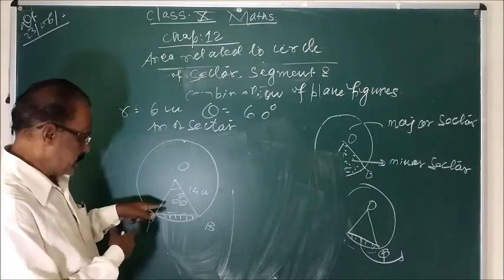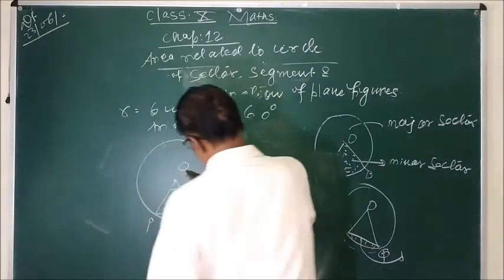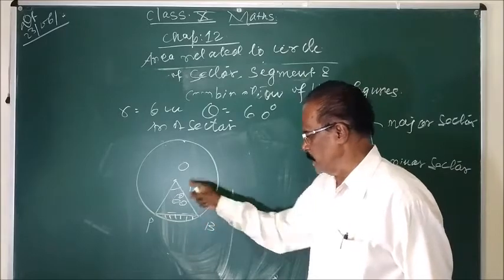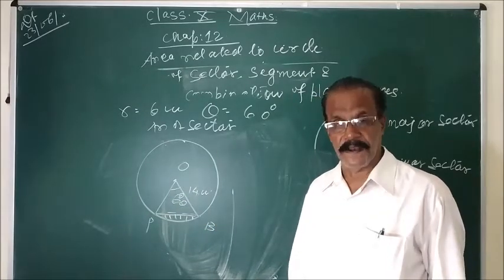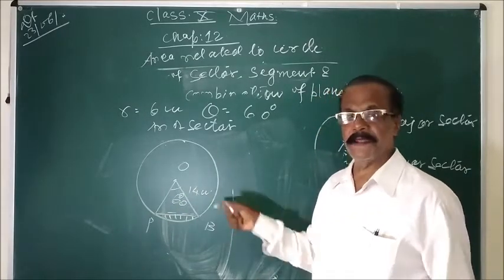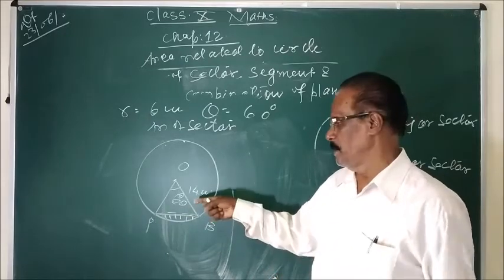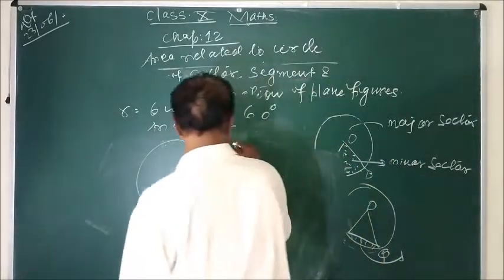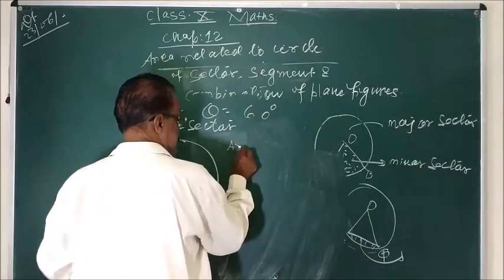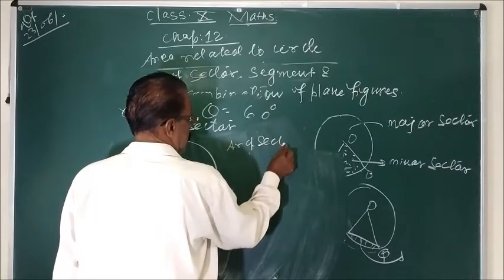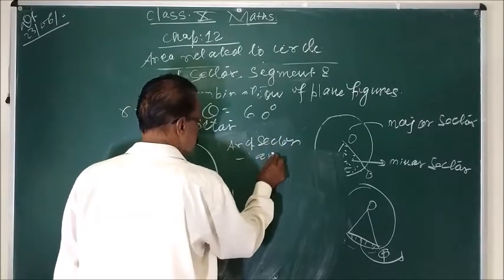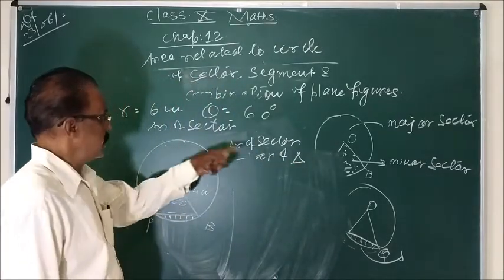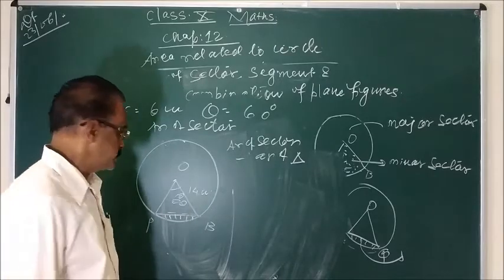It is very clear from this figure. If you find the area of the sector, and if you find the area of the triangle, and you subtract the area of the triangle from the area of the sector, you will get the value of the area of the minor segment. So the minor segment is the area of sector minus the area of triangle. The area of sector you have already learned, theta by 360 pi r square.